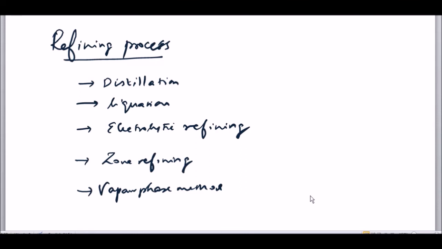So this is the important matter related with the extraction of metal from the ore or treatment of ores, as well as the isolation of metal from their ore. Principle of metallurgy is thus explained. Okay, that's all.